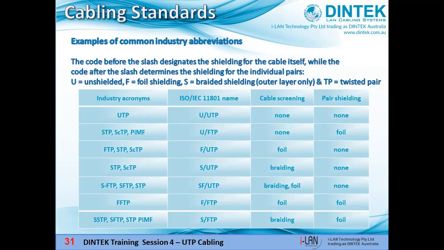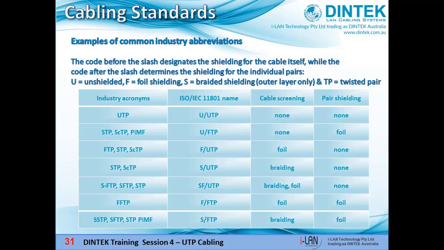This table shows common industry abbreviations for UTP cable with different levels of screening and shielding. Screening and shielding are enhancements we can add to the cable to reduce impeding factors and increase range or signal quality. Looking at the ISO IEC 11801 names in the second column, the code before the slash designates the screening for the cable itself, while the code immediately after the slash determines the shielding for the individual pairs.